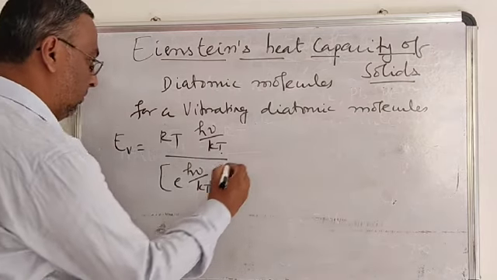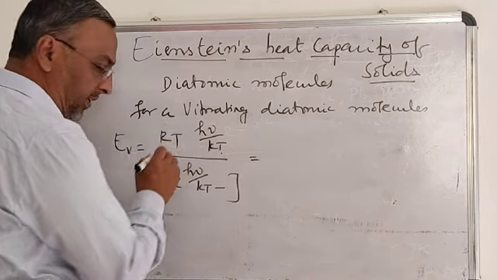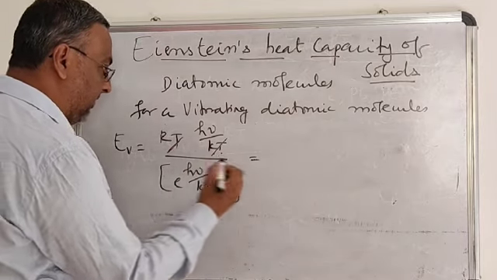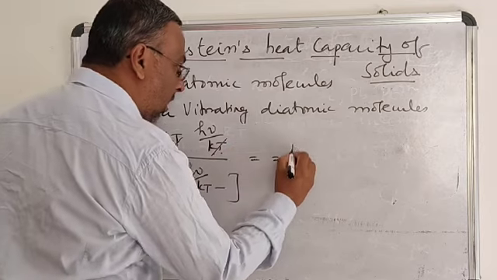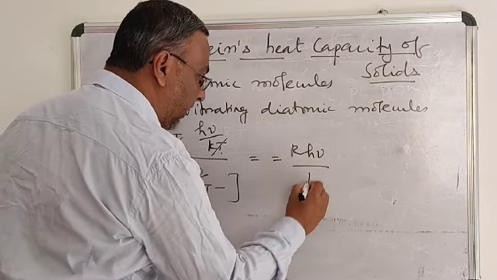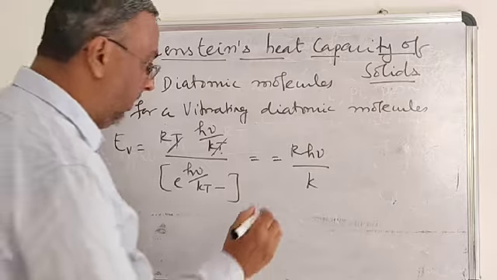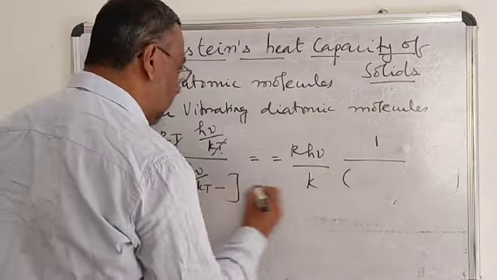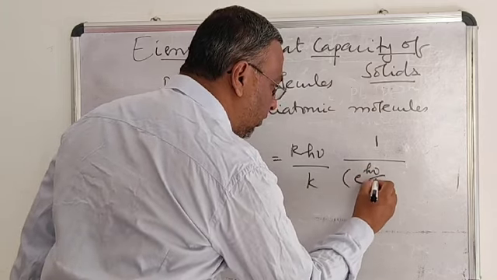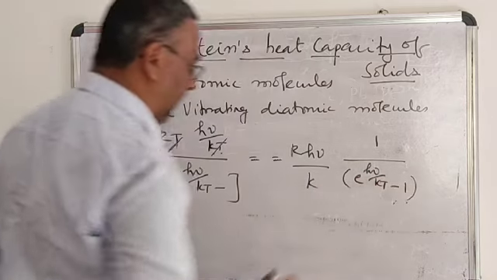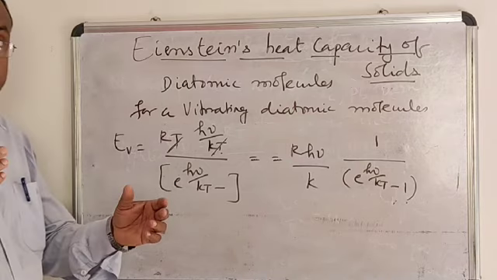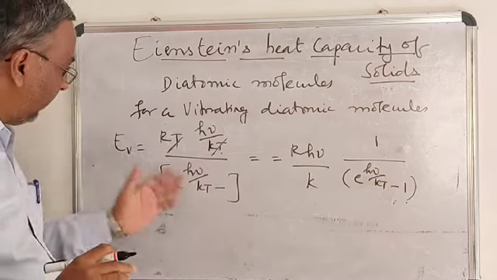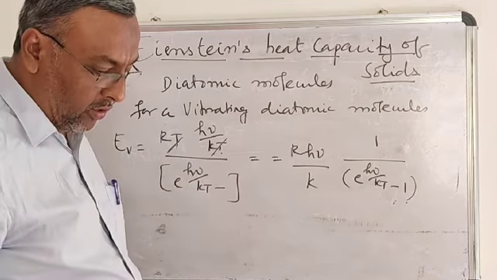Okay, this T and this T get cancelled. I can write it as R h nu divided by K, 1 divided by e power h nu by kT minus 1. This is the energy of vibration of every atom which vibrates like a harmonic oscillator.